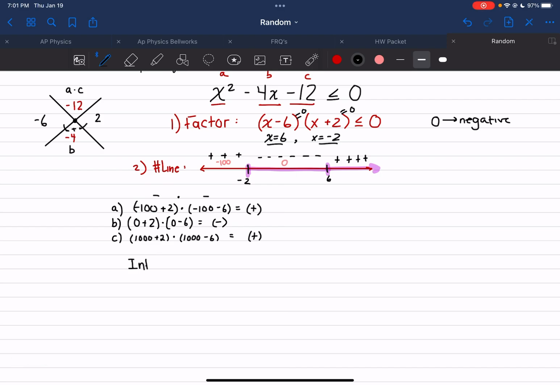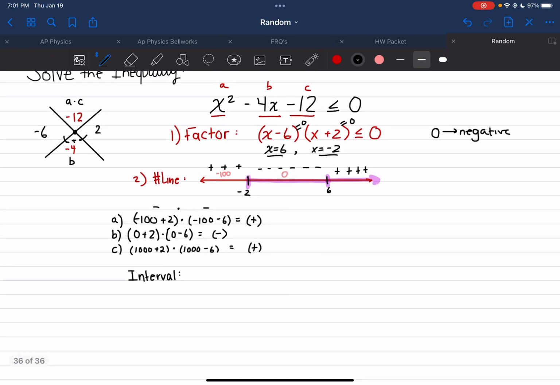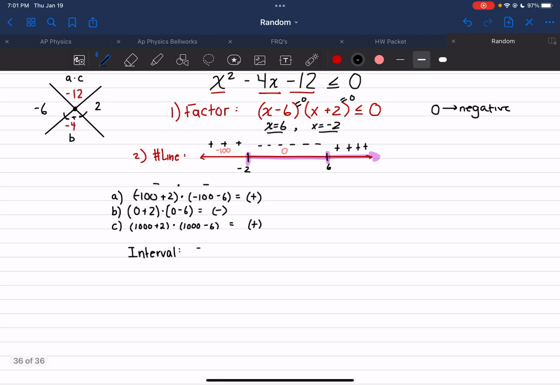So the interval for when this inequality is less than or equal to 0 is going to be from negative 2 to 6, and they are included. Sorry, I didn't mean to highlight this part. Because the other regions are positive, from negative 2 to 6 the function is negative, and the endpoints are included, so we keep the brackets because of this less than or equal to symbol, which indicates that they're included.